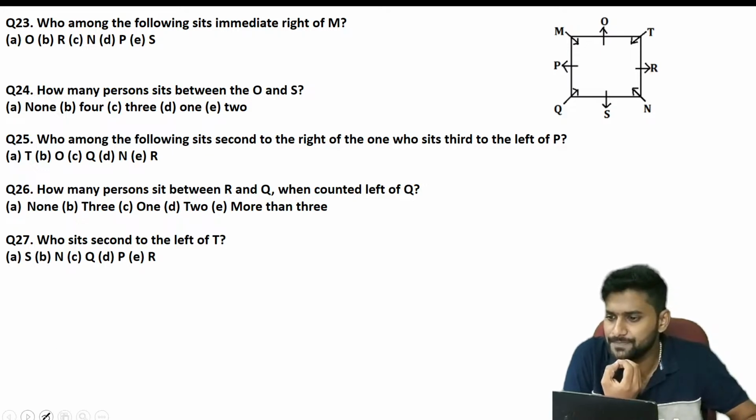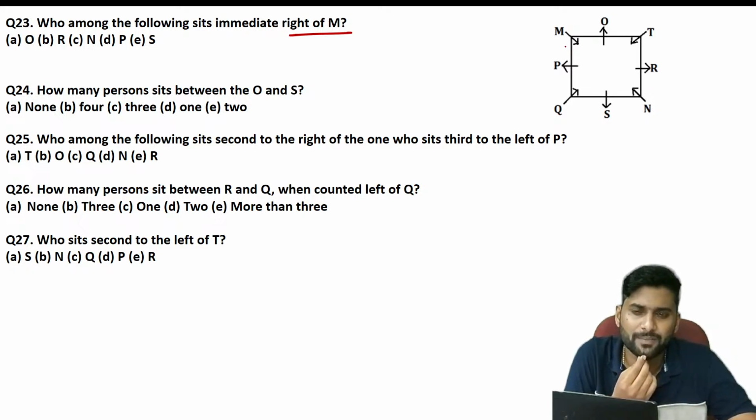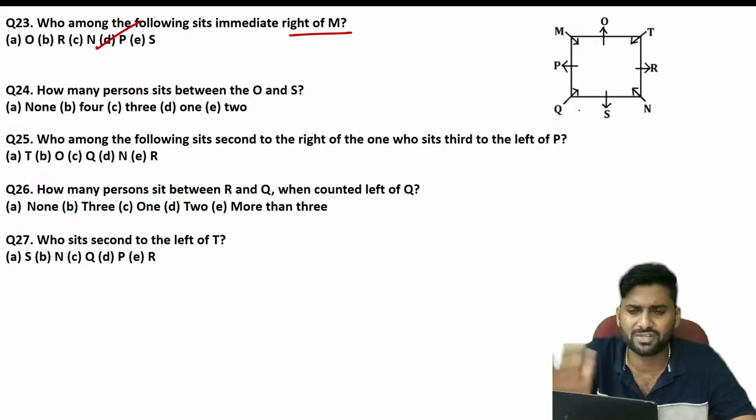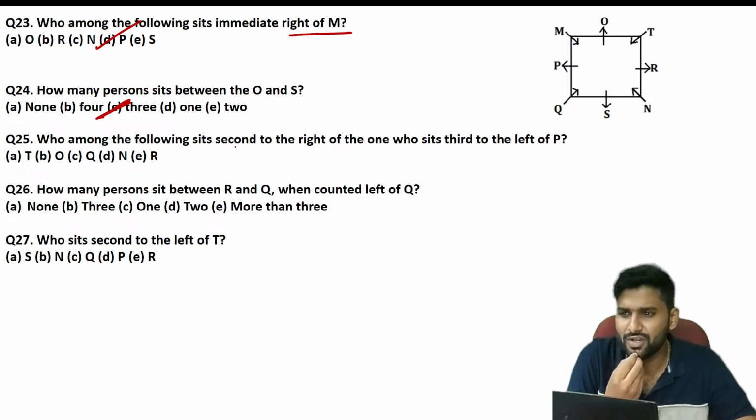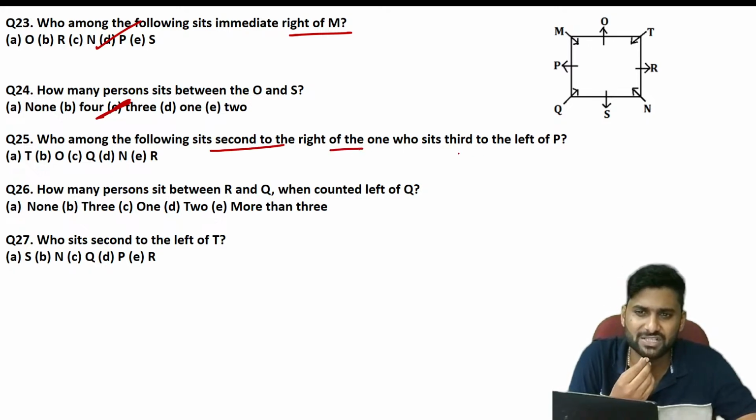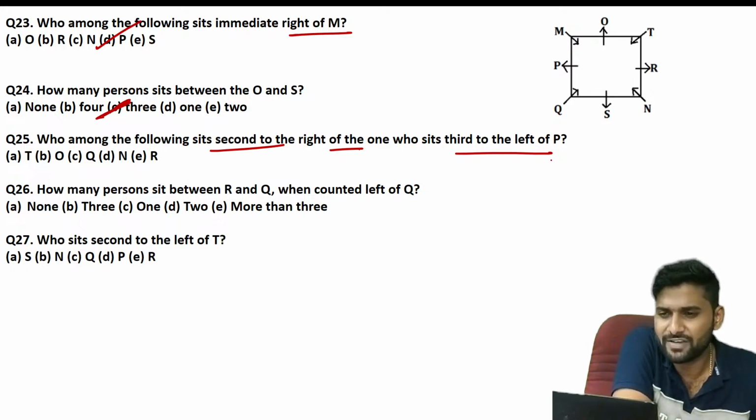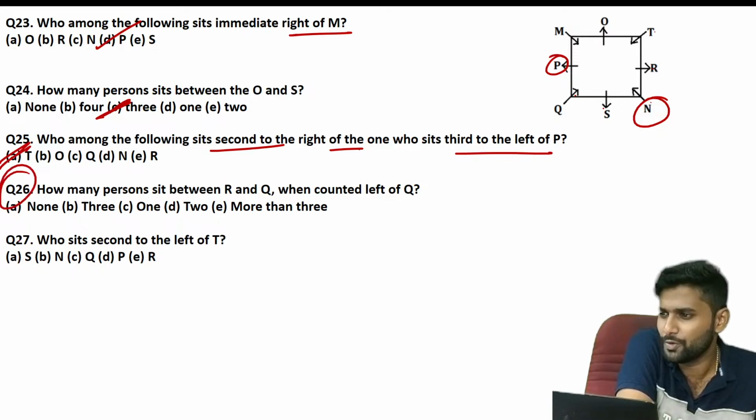So here are 5 questions. Now who is sitting immediate right of him? It's P. How many persons sit between O and S? If they are sitting opposite to each other, whether you count clockwise or anti-clockwise, the answer must be 3. Otherwise we can't find it. They should mention that. Who sits second to the right of the one who sits third to the left of P? Let's identify who sits third to the left of P. First left, second left, third left. From this person, you should identify the second right. So second right, first right, and second right. The answer must be D.